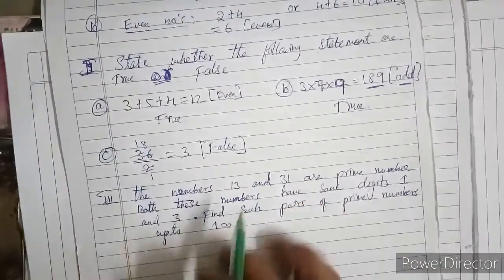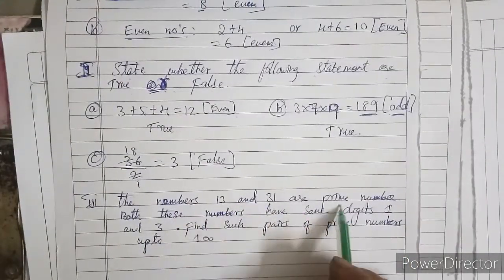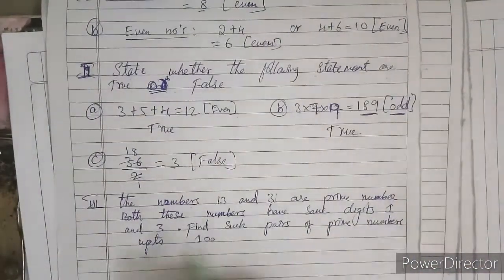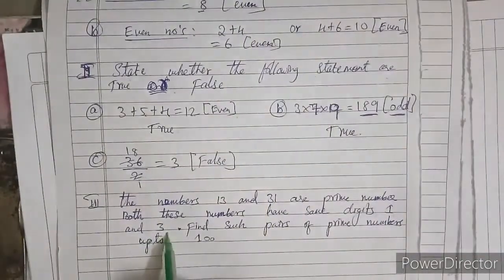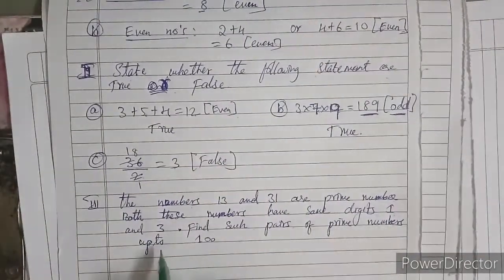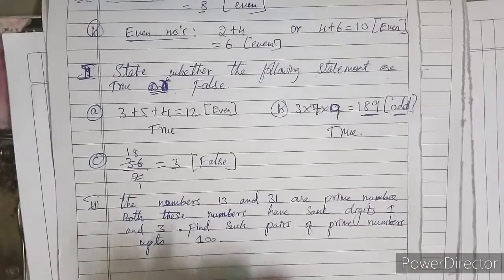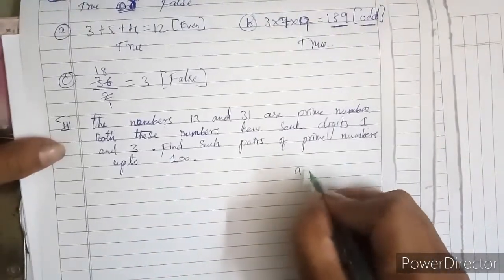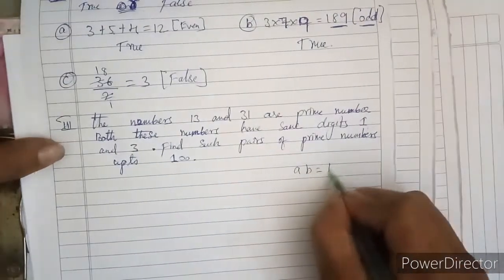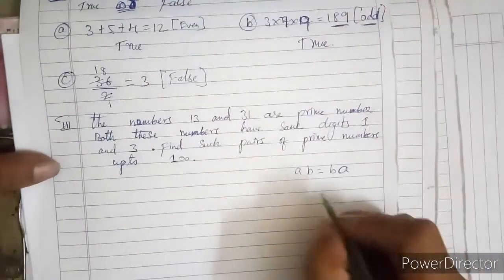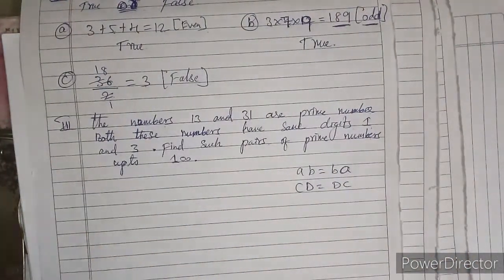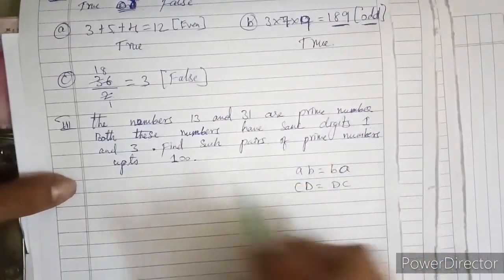So third, I am going to explain: the numbers 13 and 31 are prime numbers. Already we know that. Both these numbers have the same digits, 1 and 3. Find such pairs of prime numbers up to 100. Up to 100, right? So here I am going to explain what that means. AB is equal to BA. Both we will get like that. And CD is equal to DC. Like that we have to take the number examples.